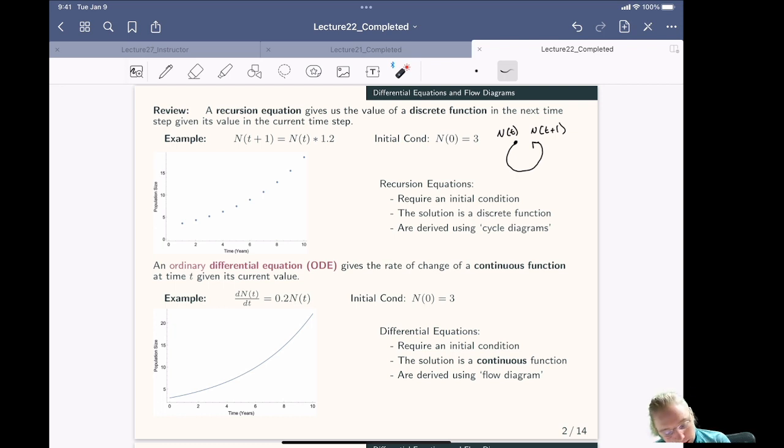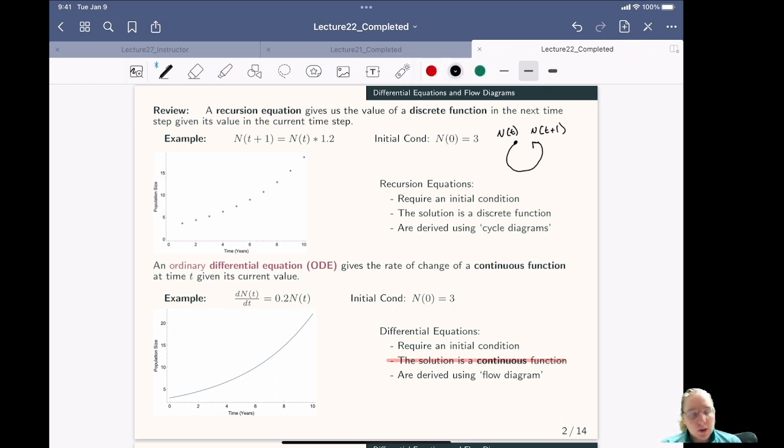Just like with a recursion equation where you have to tell it what the initial state of the system is, you have to have an initial condition down here. But when you solve a differential equation, the solution to a differential equation is a continuous function. This is a really important fact that I want you to really get out of this: the solution to a differential equation is a continuous function.